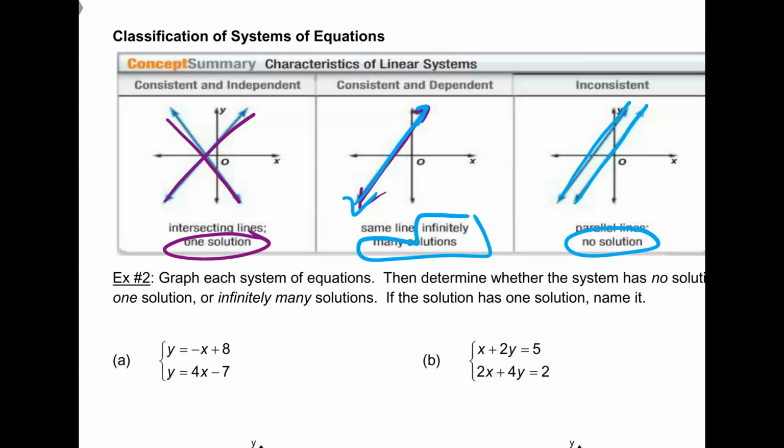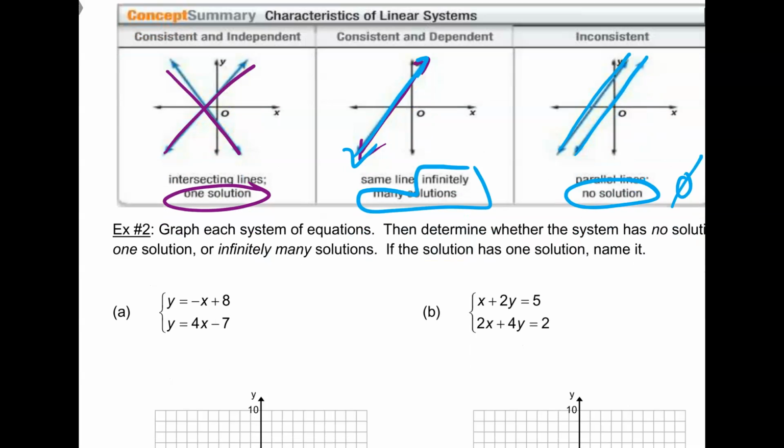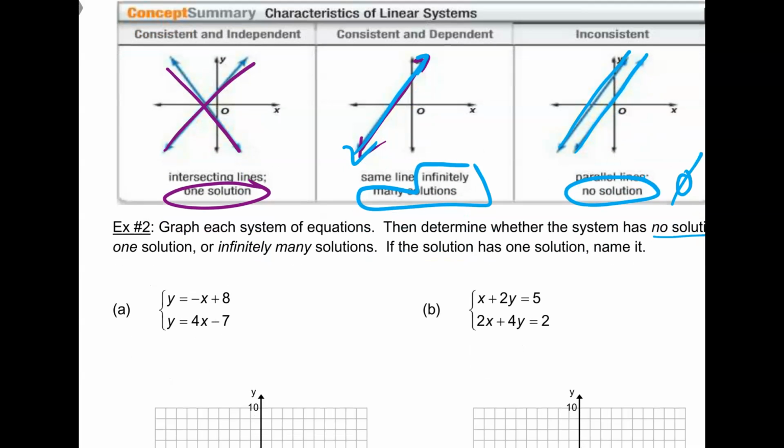Is there a sign for infinitely many, or do you just put the R? You write infinitely many solutions. For no solution, you can put this, but for infinitely many, you must put infinitely many. Okay. But look, I even write it: no solution, one solution, infinitely many.